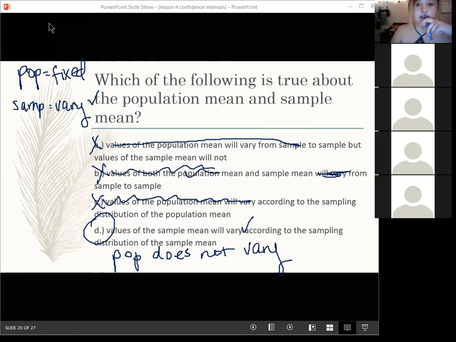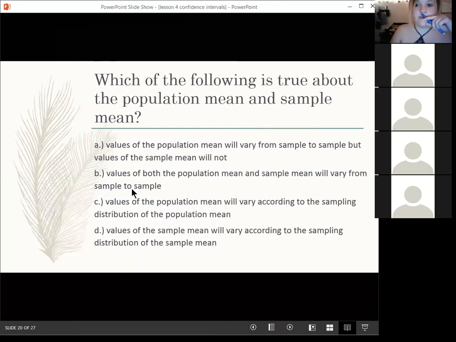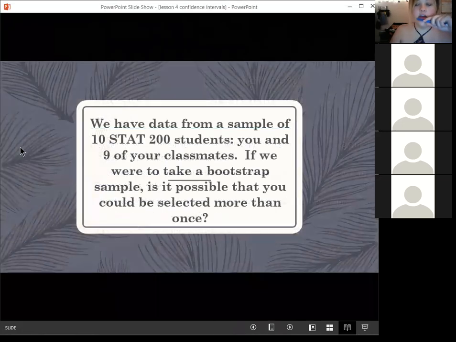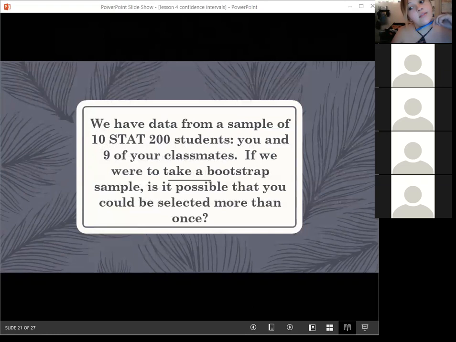Yay! All right, awesome. Alrighty, what is next? Okay, this one's a quick one. We have a data set from a sample of 10 students, you and 9 of your classmates. If we were to take a bootstrap sample, is it possible that you could be selected more than once?